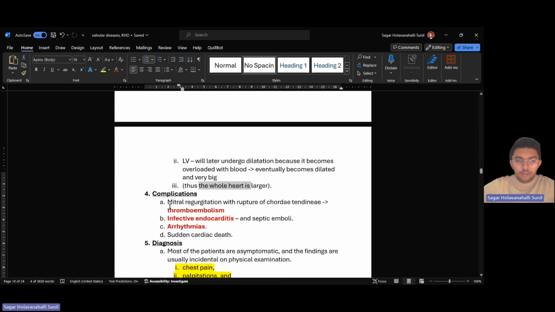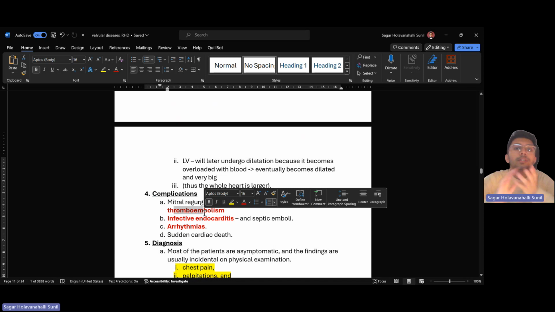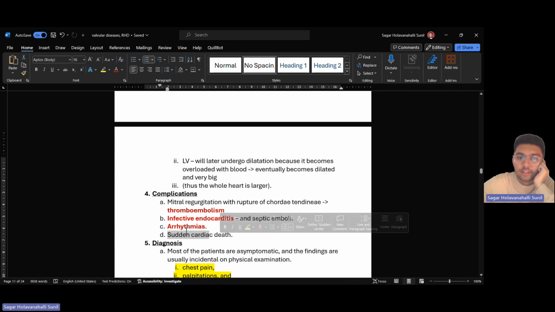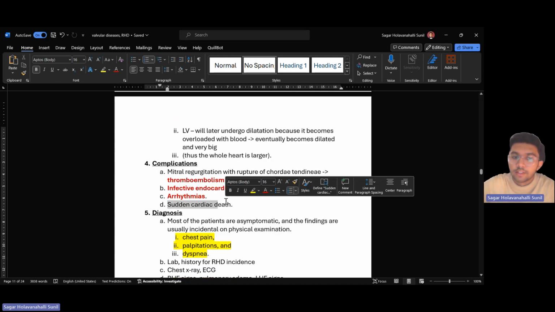If you look at the complications, it can be thromboembolism. If there's any sort of turbulent blood flow, there's always a risk of thrombus formation. So that's how you remember this. Then infective endocarditis, arrhythmias, sudden cardiac death. Remember that endocarditis can be a cause of valvular defects, and at the same time, valvular defects can predispose these valves to inflammation and endocarditis. They can also cause sudden cardiac death.